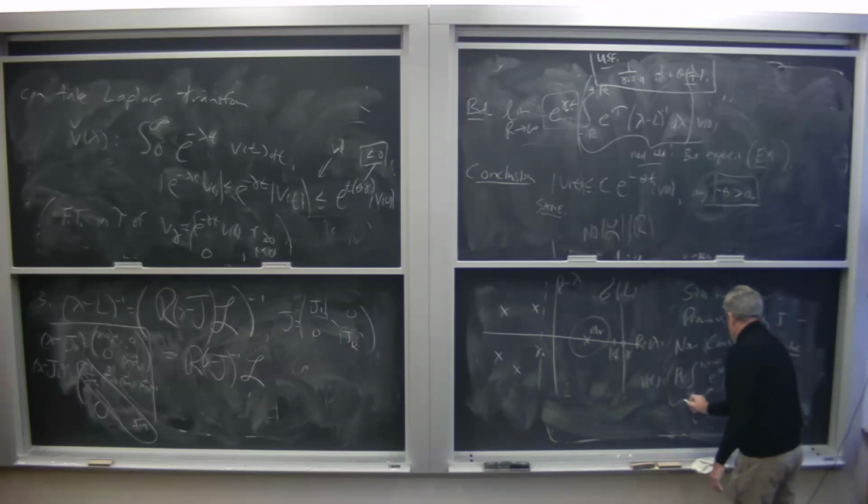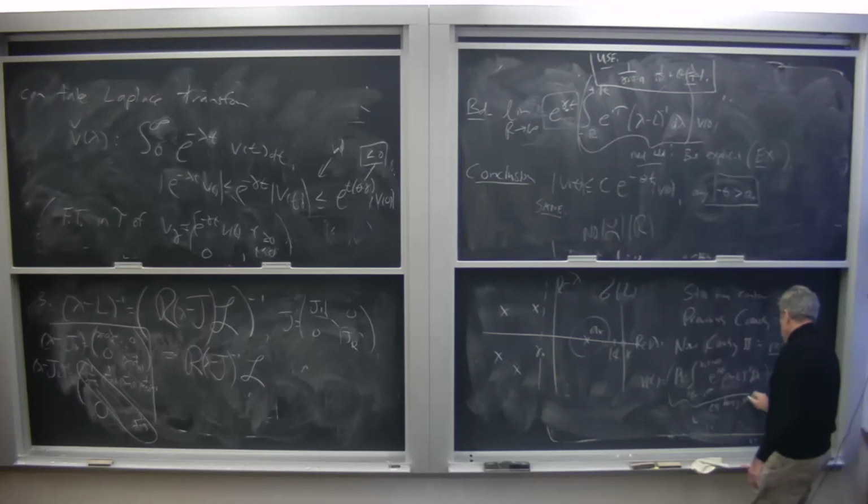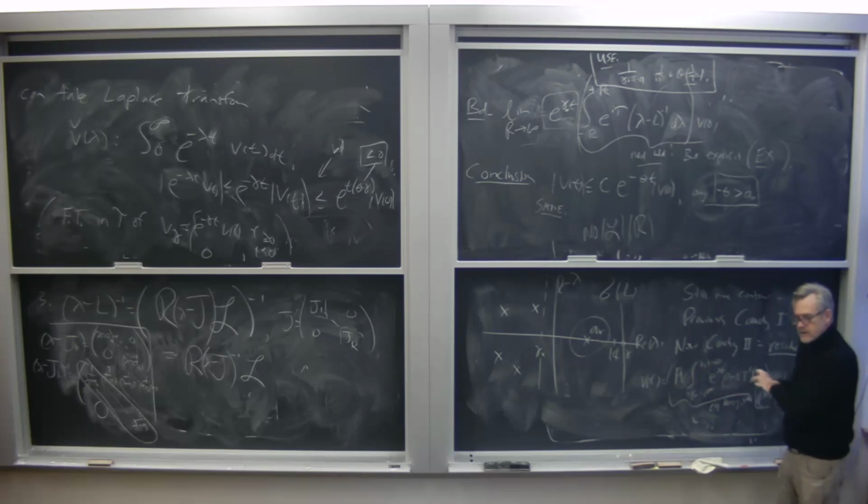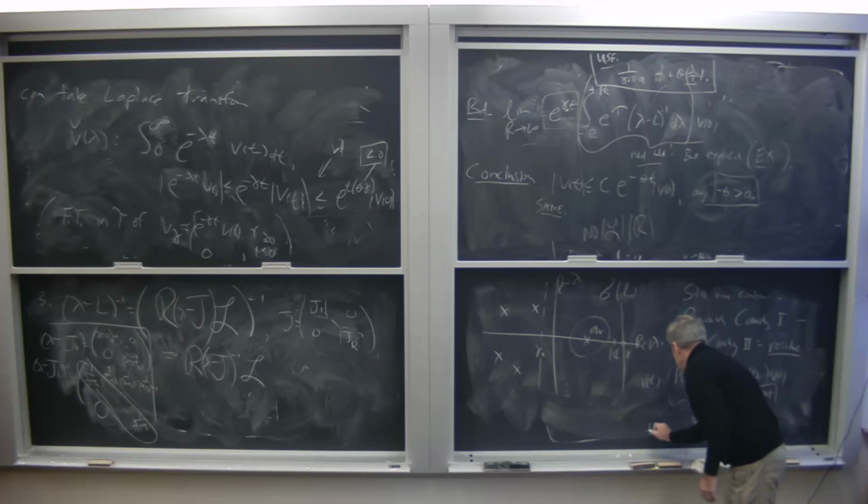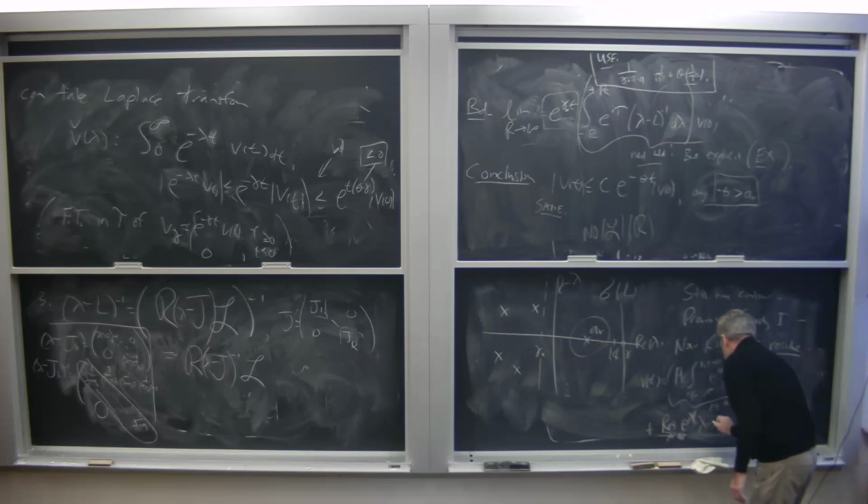And this is fine, exponentially decaying at rate e to the gamma star t by the same calculations just shown. This part of the formula is exponentially decaying, and what's left is the residue at lambda equals a star of e to the lambda t, lambda minus L inverse.